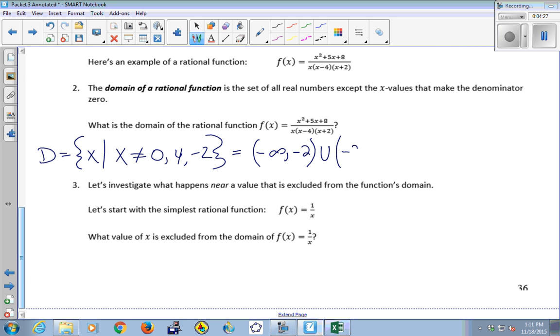I'm going to start at negative 2. Again, I'm not including it, so by using a round bracket on both, I'm saying you jump over that 1 point, negative 2. My next smallest x value is 0 that's excluded, so I put 0. Don't include it because it's not part of the domain. Union that with 0 to 4, not including the 4, and then union that with 4 to infinity.